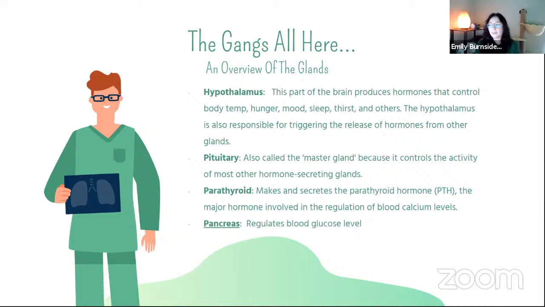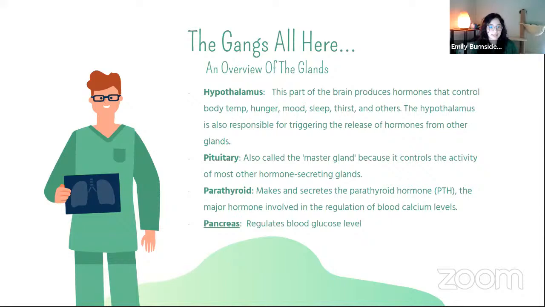So first we have the hypothalamus, which is the part of the brain that produces hormones that controls body temp, hunger, mood, sleep, thirst, and a bunch of other things. And so the hypothalamus is also responsible for triggering the release of hormones from other glands. So whenever you think about hypothalamus, think of the 2 H's, hormones and homeostasis.